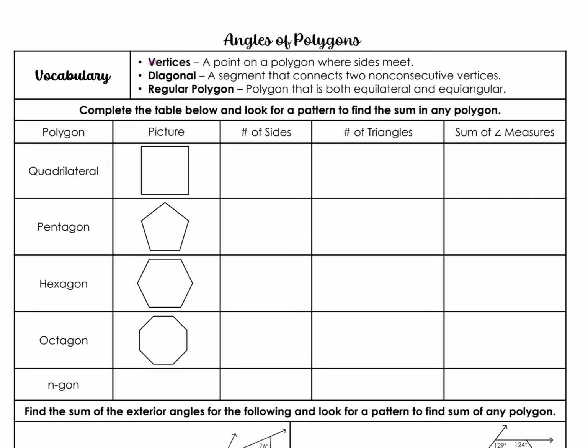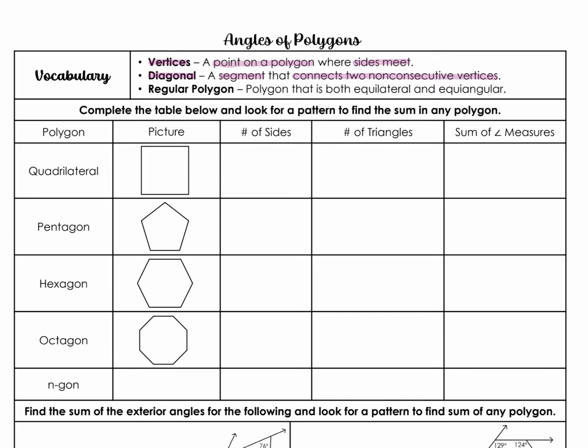Okay, and so a vertice is just going to be a point on a polygon where the sides are going to meet. Okay, then we have a diagonal, which is just going to be a segment that will connect two non-consecutive vertices. So two vertices that are not next to each other.